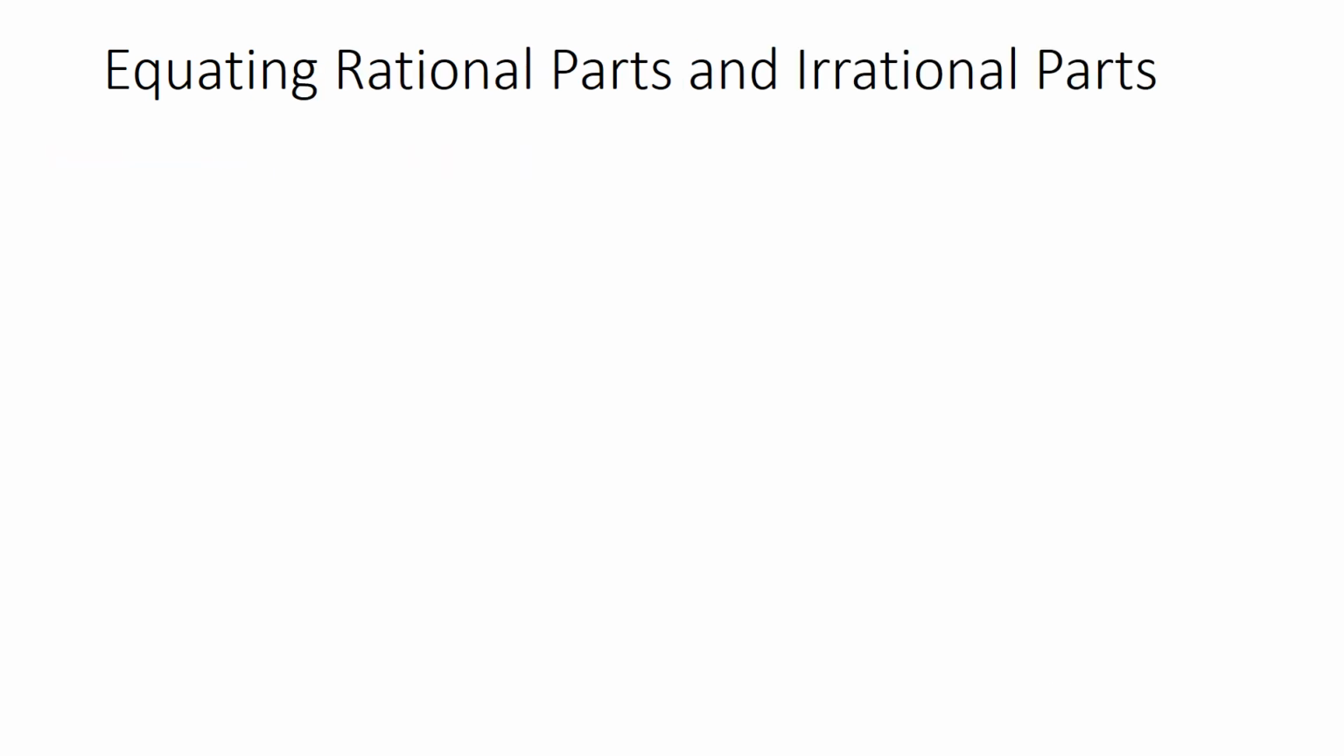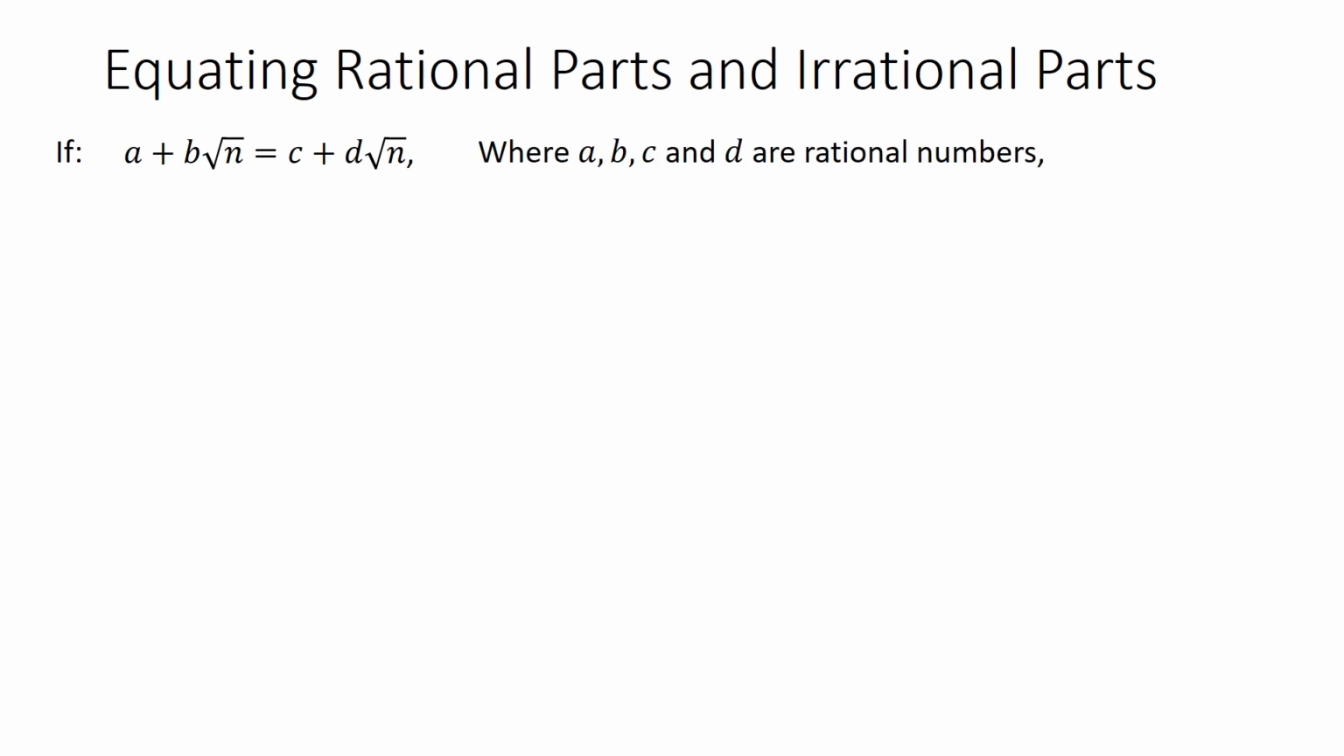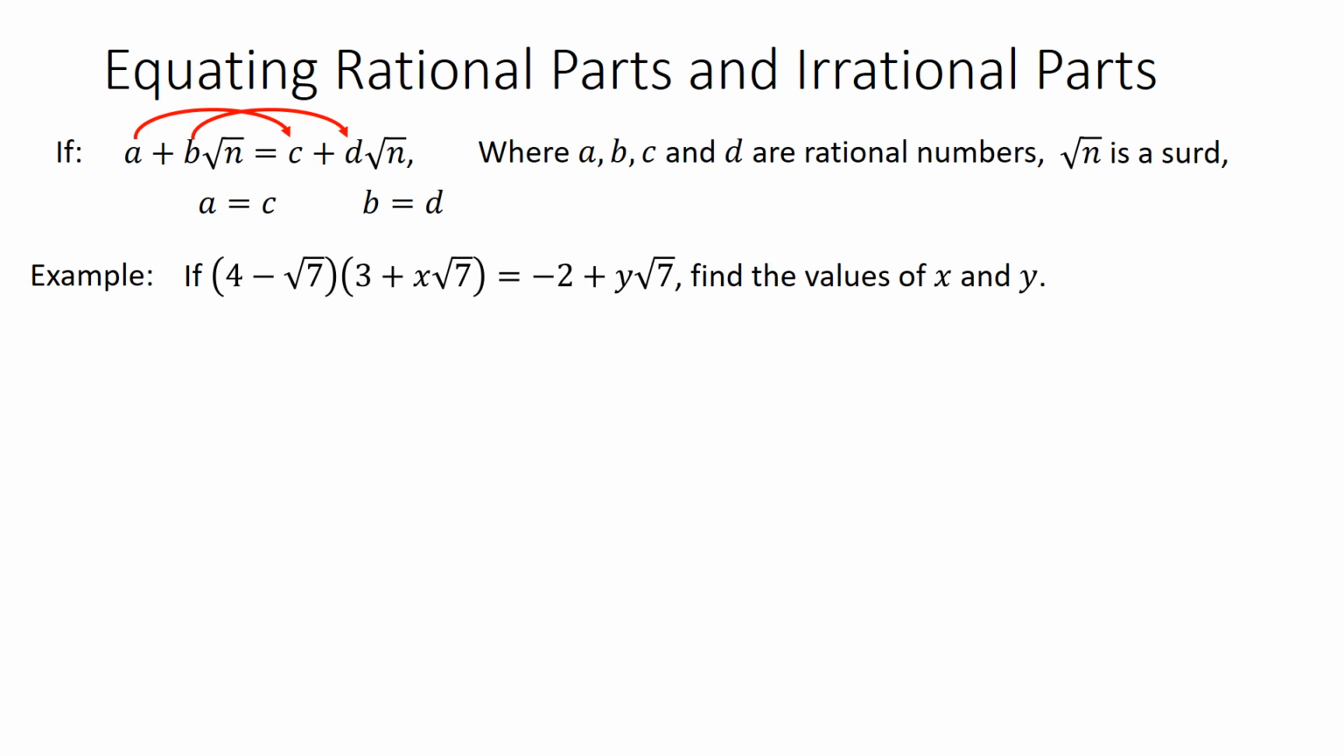Equating rational parts and irrational parts. If a plus b√n equals c plus d√n, where a, b, c, and d are rational numbers, √n is a surd, we can compare a equals c and b equals d. Here is an example. If (4 minus √7) times (3 plus x√7) equals negative 2 plus y√7, find the value of x and y.